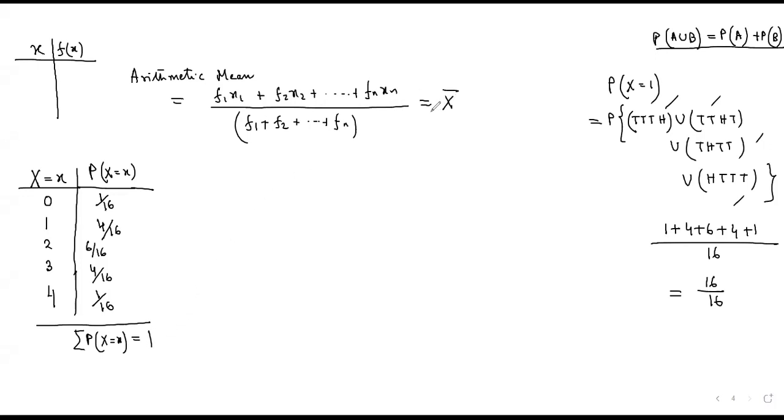Now I was talking about the arithmetic mean. Now what I'm going to do is that in this particular formula, I'm going to replace these f_i's, which are actually the frequencies, by the probabilities. So for this particular scenario, suppose this is my x1, this is my x2, this is my x3, this is my x4, and this is my x5. 5 values are there.